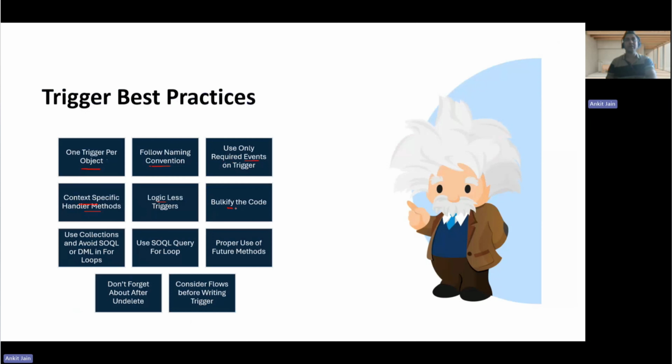Next, always make sure you are bulkifying the code, following good Apex practices: use collections, and always avoid SOQL and DML inside loops. Whenever possible, go for the SOQL query for loop. Use the future method properly. Most of the time we tend to forget about undelete operations, so don't do that. And before you even jump to a trigger, always analyze the requirement to see if you can get this done using a flow.